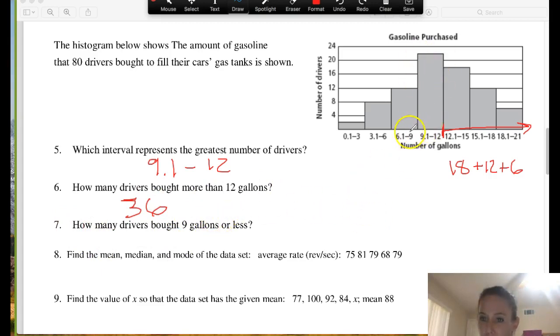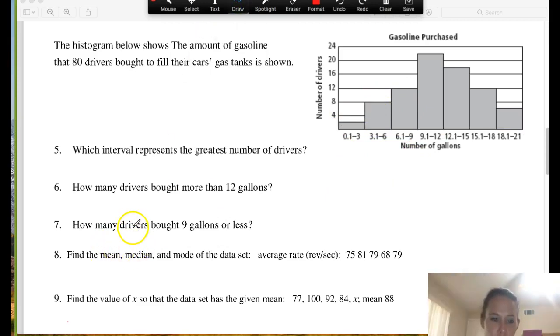All right. How many drivers bought 9 gallons or less? So go to where there's 9 gallons right here. This is the 6 to 9 interval, or less. So basically we're just adding up these 3 intervals. So in this interval there were 12. Here there's 8. And here it looks like about halfway. So I'm going to go with 2. So we're just going to add all these up. 12 plus 8 is 20 plus 2 is 22. So about 22 drivers did that.